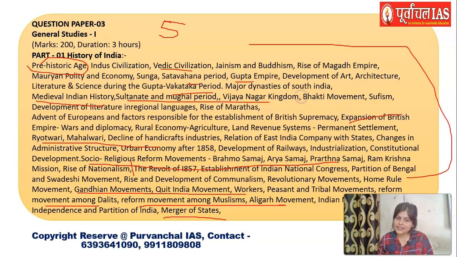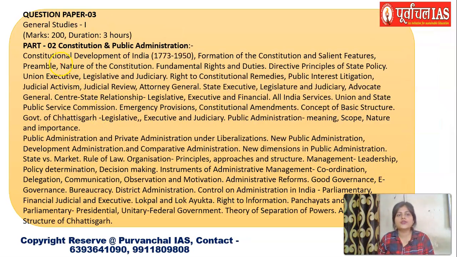Okay, now the part 2 of this paper is Constitution and Public Administration. That means you have to talk about constitutional development of India. That is basically the regulating act which starts from 1773 until the 1947 act. You have to cover that. Then you have to talk about formation of constitution. Then you have to talk about principles of state policy, directive principles, fundamental rights, attorney generals. Basically, all of the part of Indian Constitution.